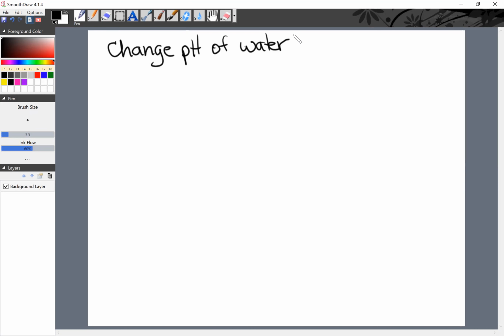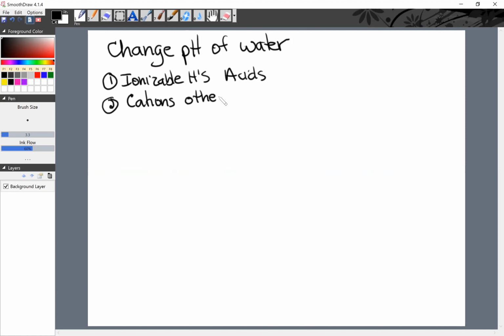All right, what is going to change the pH of water? Well, first, ionizable hydrogens. So basically your acids. Second, the cations, other than from the six strong bases. Three, anything that contains hydroxides.